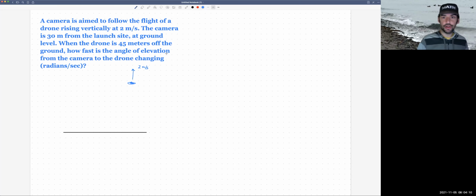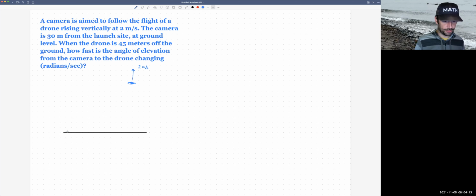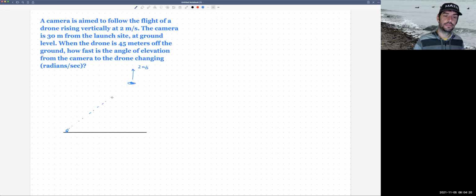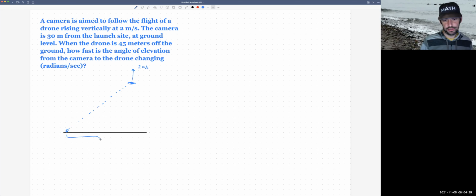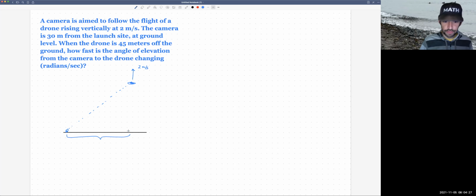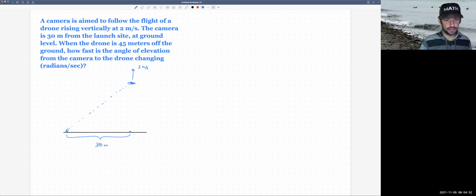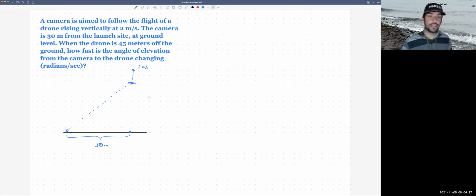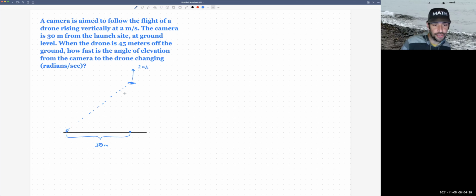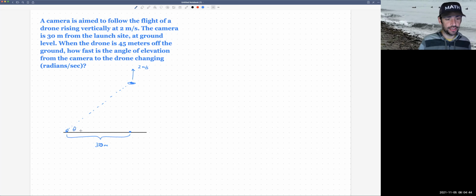And what do we know? We know our camera is sitting on the ground somewhere over here, all right, pointing at the drone. And we know that this camera, so if this is where the drone launched from, that this distance is 30 meters. Okay. Now, what else do we know? We know that we are interested about the angle. So I need to put something in for the angle. Let's call the angle theta.